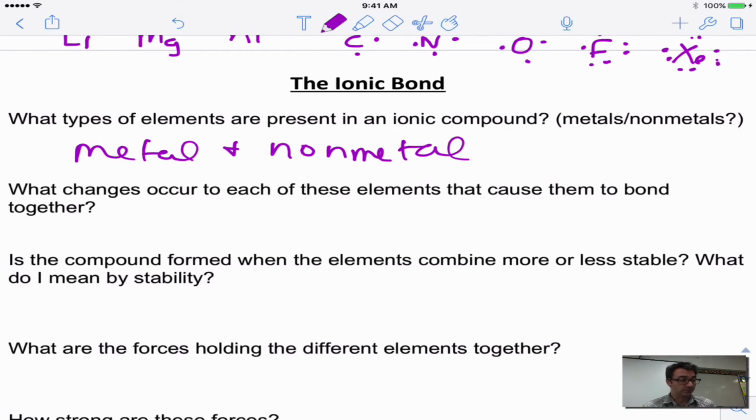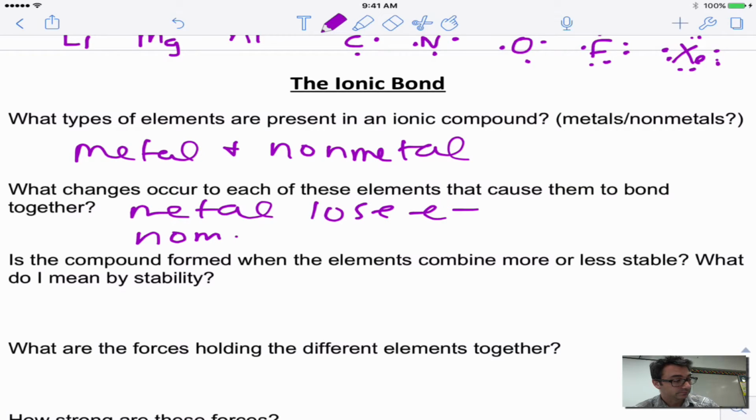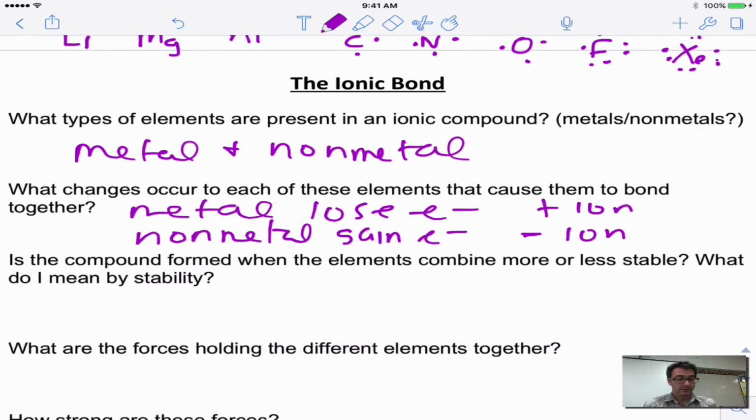What changes occur in these elements that cause them to bond together? Well, the metal and the nonmetal both have to undergo changes. The metal is going to lose electrons, and the nonmetal is going to gain electrons. When the nonmetal gains electrons, it becomes a negative ion, and the metal becomes a positive ion. These end up being attracted to each other, so they attract each other and form this stable interaction.